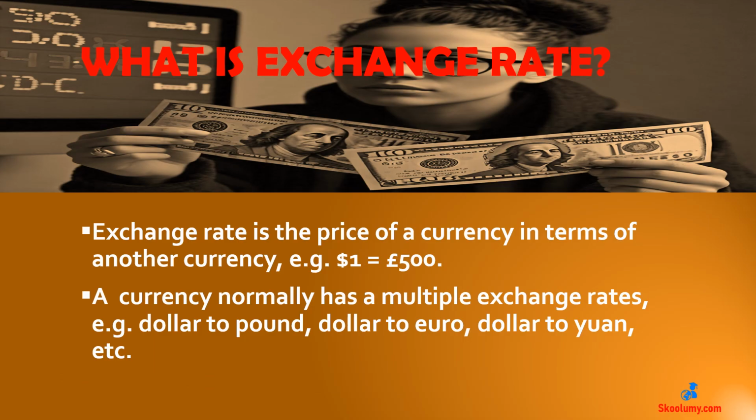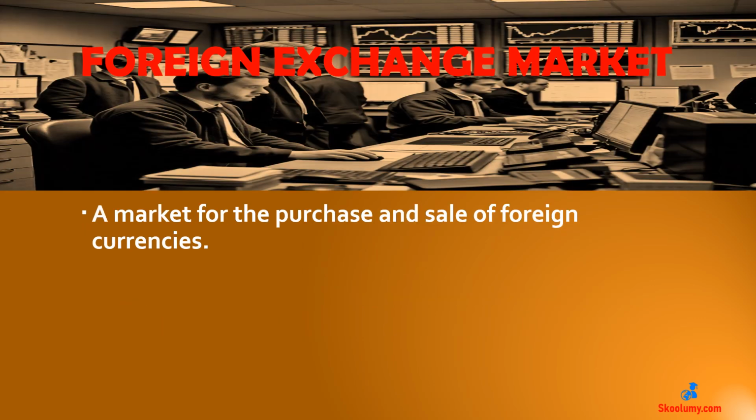What is exchange rate? It is the price or value of one currency in terms of another. It shows how many units of one currency can be bought with a unit of another currency. An exchange rate stated as $1 equals 500 pounds indicates that a dollar can buy 500 pounds. A currency usually has its exchange rate with many other currencies, for example, dollar to pound, dollar to euro, dollar to yuan, etc.